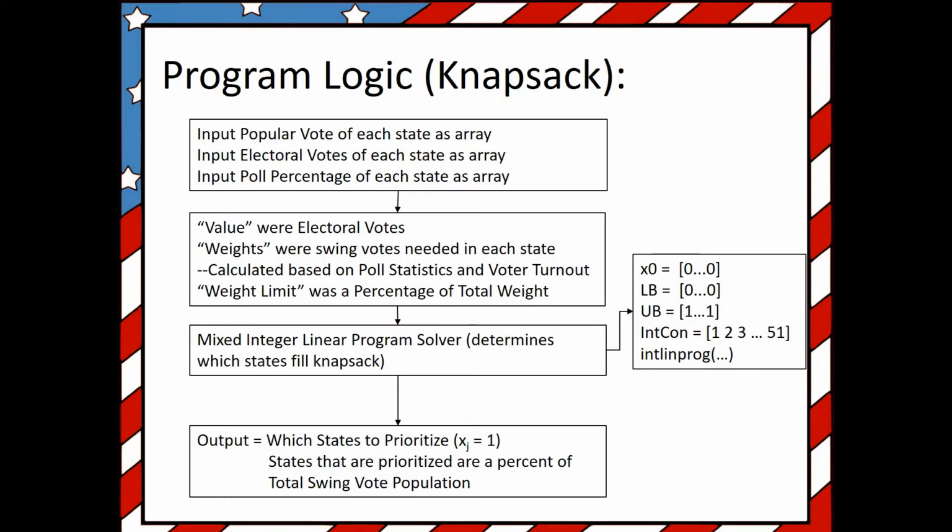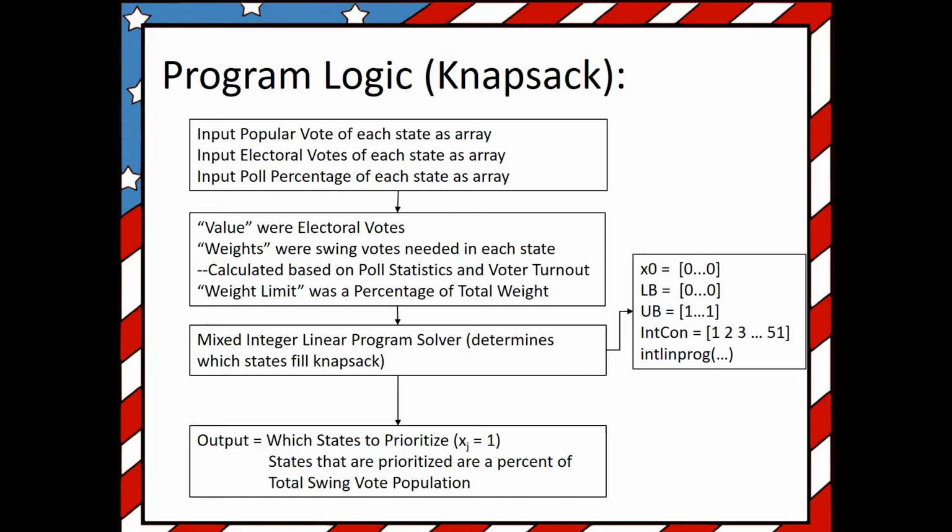Like I said earlier, I used the knapsack approach to solve the problem. Basically, the inputs are the poll data, voter turnout, and electoral votes of each state. The value was the electoral votes, which is what we want to maximize. The weights were the needed swing votes to win a state, which was a function of the poll data and voter turnout population. The knapsack problem assumes that the design variables are between 0 and 1 and have integer constraints.